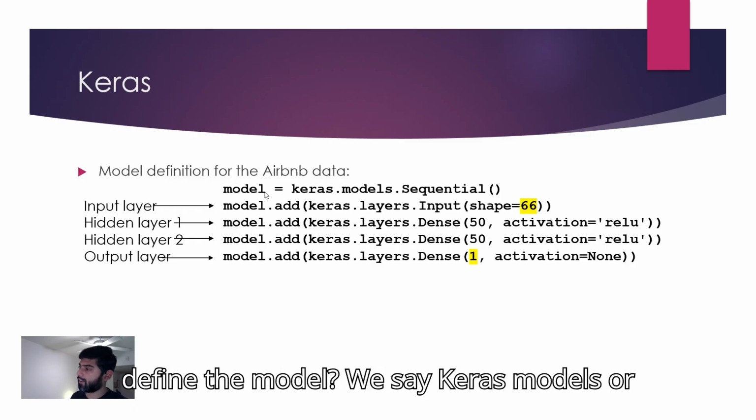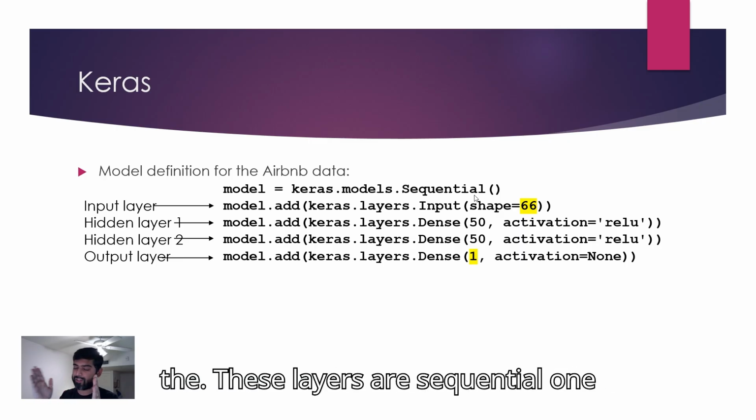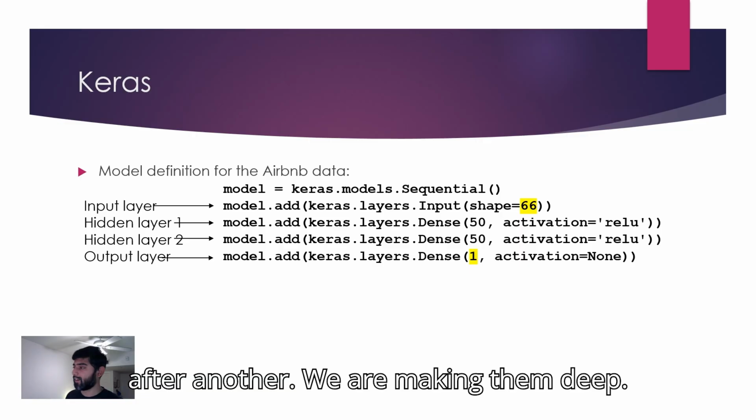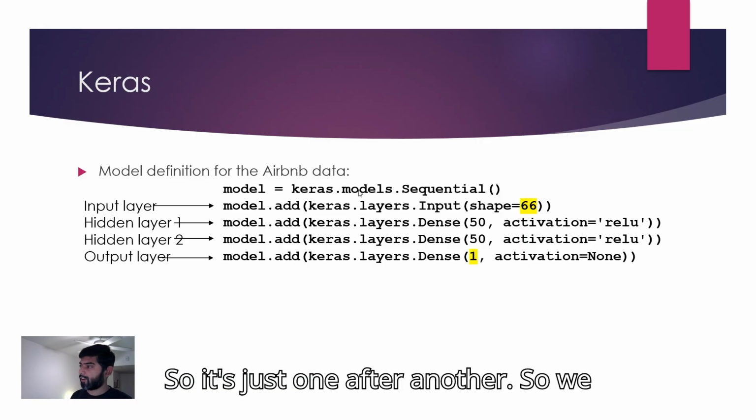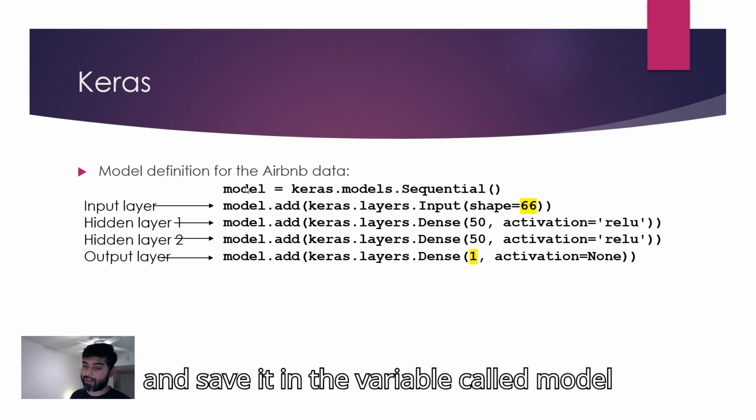How do we define the model? We say Keras.models are sequential. Sequential represents that these layers are sequential, one after another. We are making them deep, so it's just one after another. So we define the model using the Keras library and save it in the variable called model.